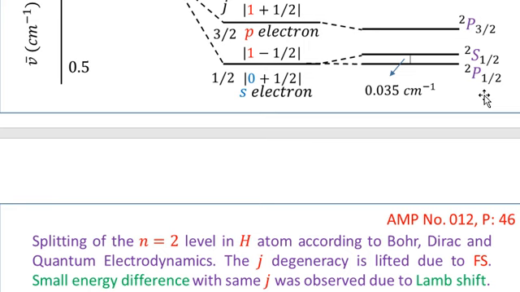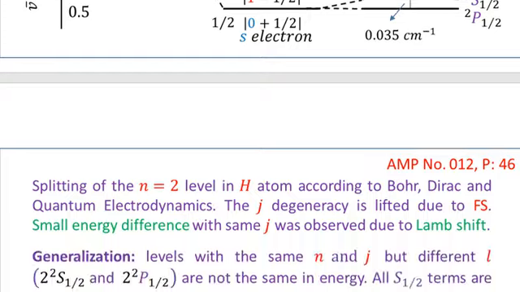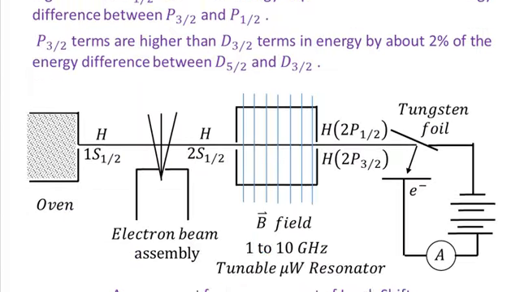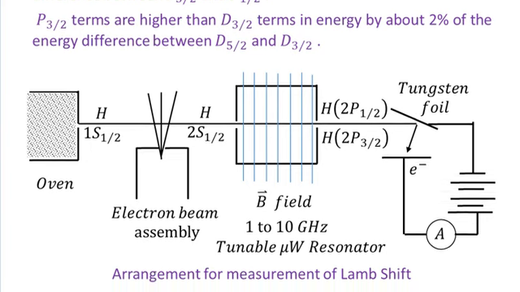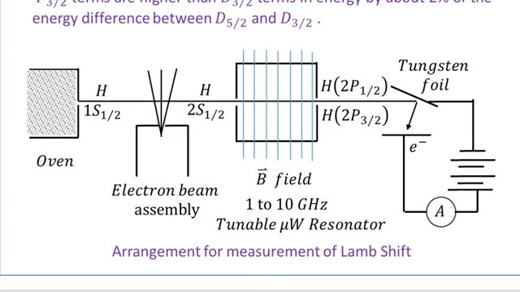That is, the energy gap between the two states having the same value of J, in this case 1/2 and 1/2, for 2s1/2 and 2p1/2, can be measured very precisely. For example, 0.035 centimeter inverse can be measured very precisely in this experiment. So the Lamb shift can be measured very precisely and experimentally using this arrangement.